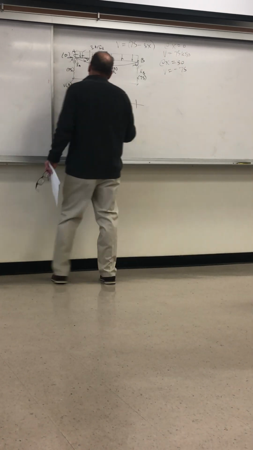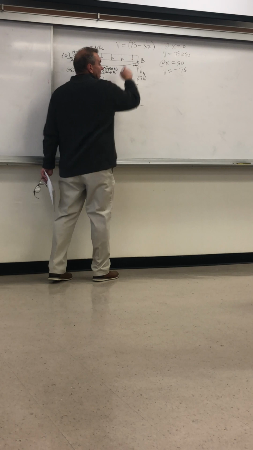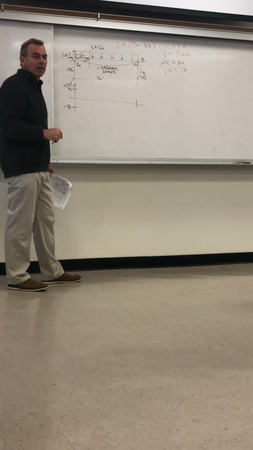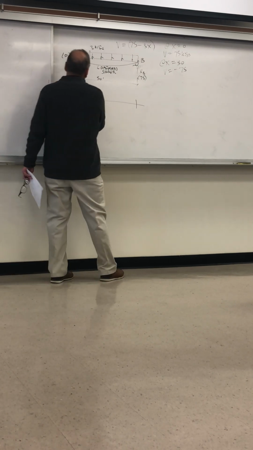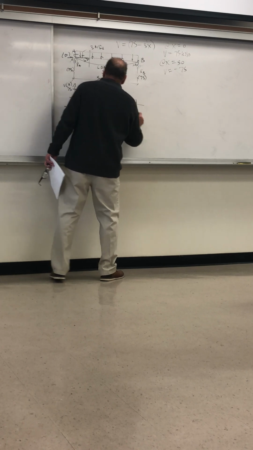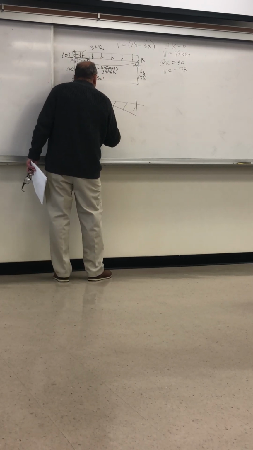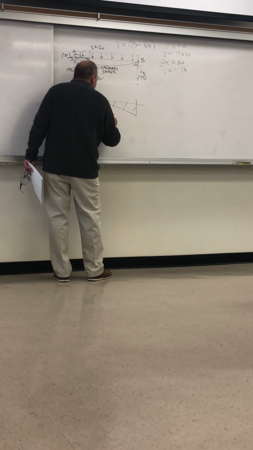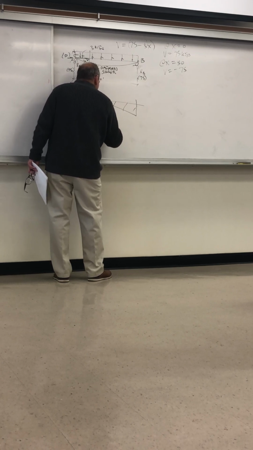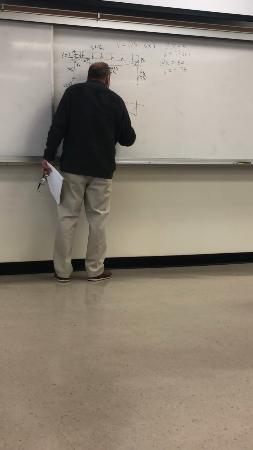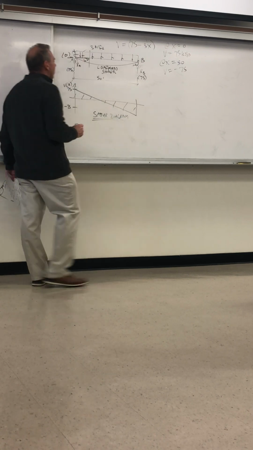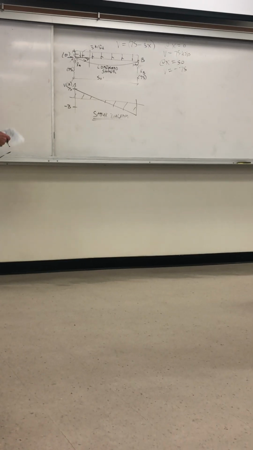And then the shear looks like this. This is a linear equation, right? Equation of a line. It starts at 75 and it goes to minus 75. It looks like this, and it goes through 0 in the middle. And that's true for symmetry. That's our shear diagram. Notice it's positive shear to the left, negative shear to the right.